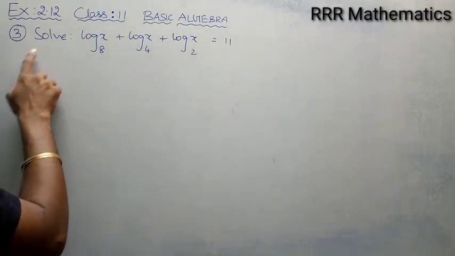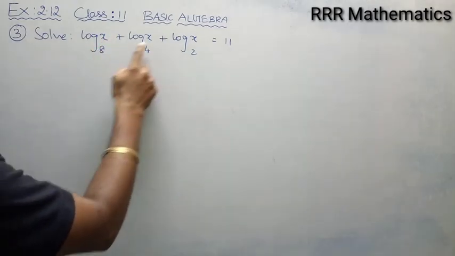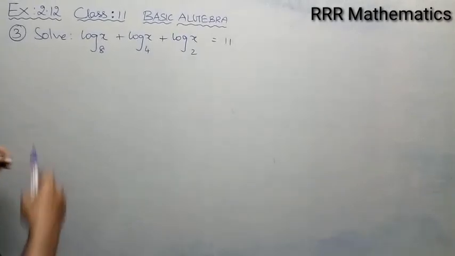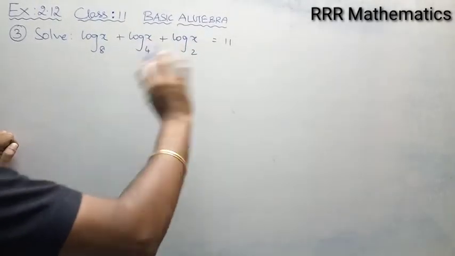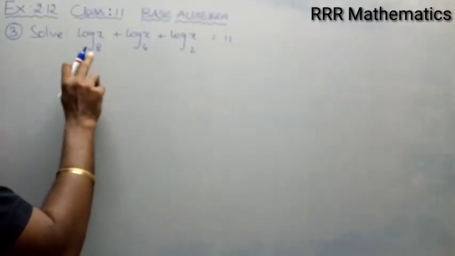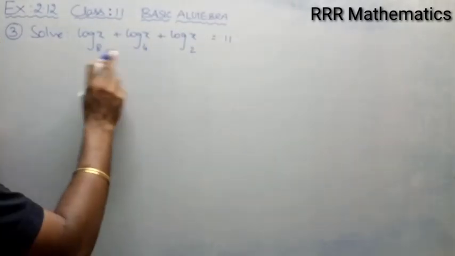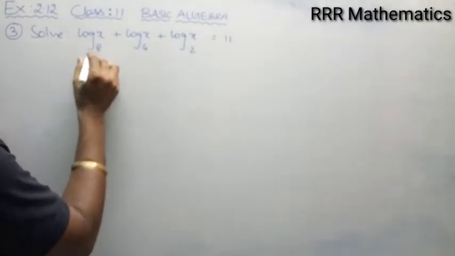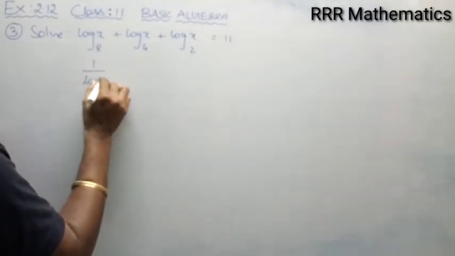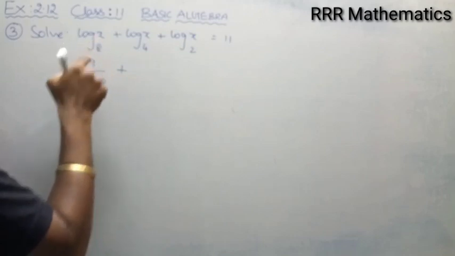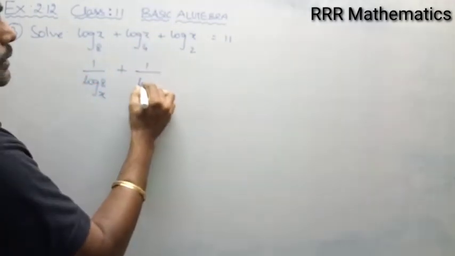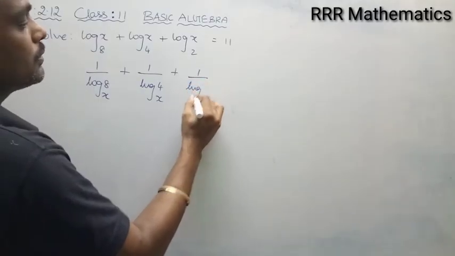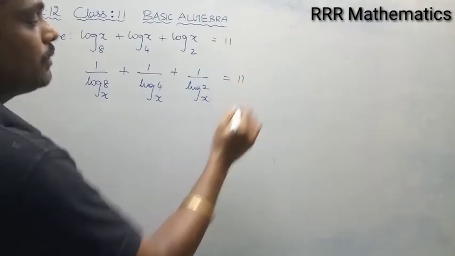Now the third problem. Solve log x base 8 plus log x base 4 plus log x base 2 equal to 11. Here they said solve, so you want to proceed on both the left as well as the right side. In this case the bases are different in every term. So you want to make the bases the same, then only you can use the basic property. So I will write this as 1 by log 8 base x. When you take the reciprocal, the value and base are interchanged: 1 by log 4 base x, plus 1 by log 2 base x, which is equal to 11.